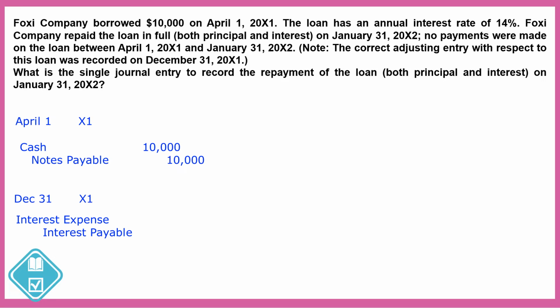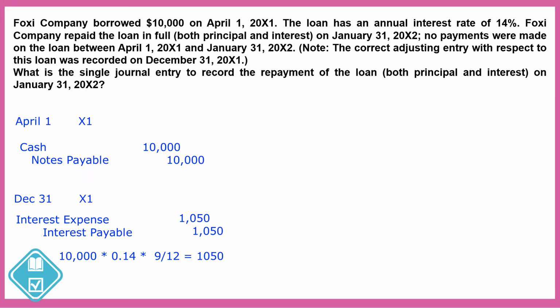So how much interest has accrued? I borrowed $10,000, and the annual rate is 14%, which is given right here. However, since I took this out in April, and it was April 1st, that's important to note. So I borrowed the money all of April, May, June, July, August, September, October, November, and December. So 9 months out of the year is how much I owe on that interest, which is $1,050. So debit interest expense, $1,050, credit interest payable.